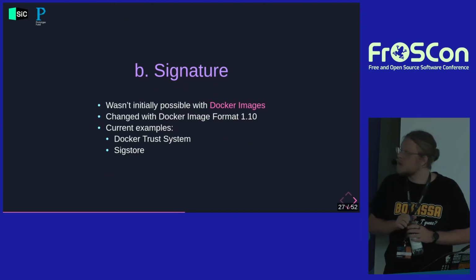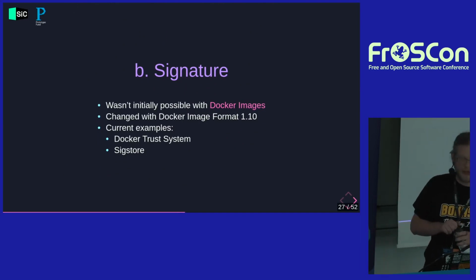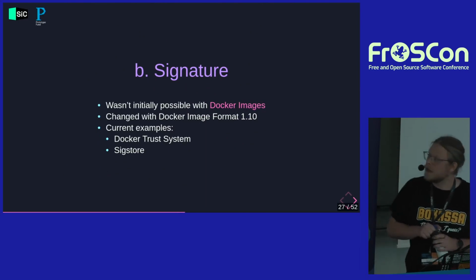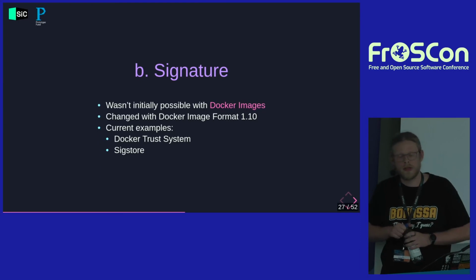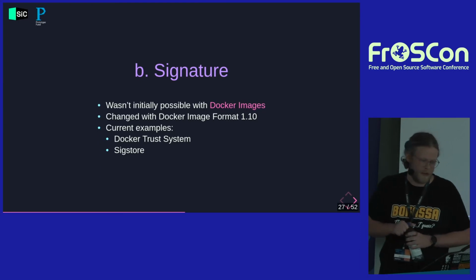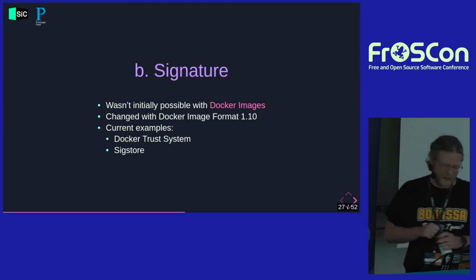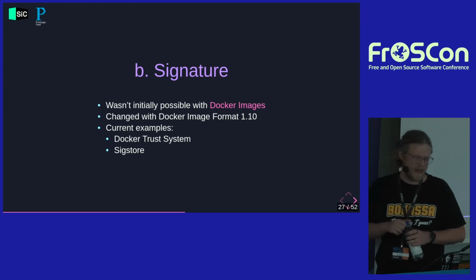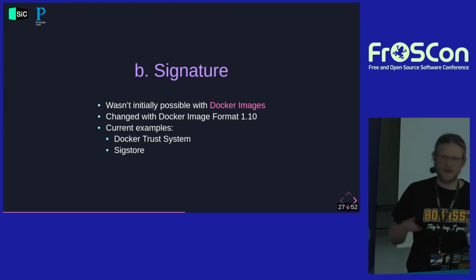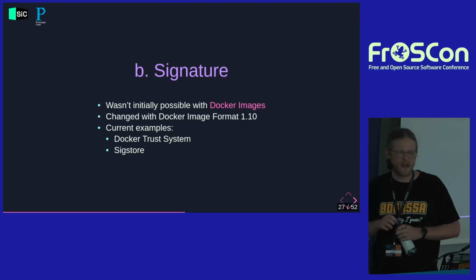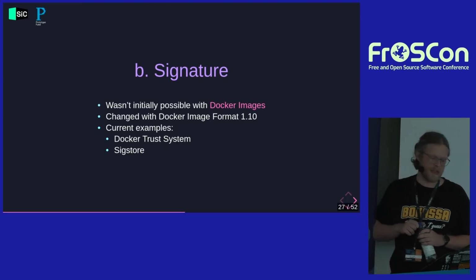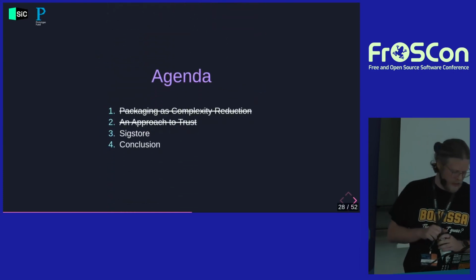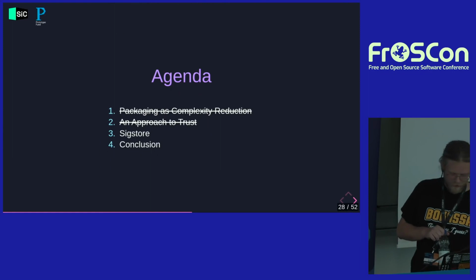Funnily, this wasn't possible with images until 2016, because the Docker image standard had some neat little trick where the checksum of your image changed when you pulled it from a registry. This changed with the introduction of Docker image format version 1.10 in 2016. Just to give you a reference, the Open Container Initiative container standard was specified in 2017. Yeah, and with that out of the way, we can actually start with Sigstore.